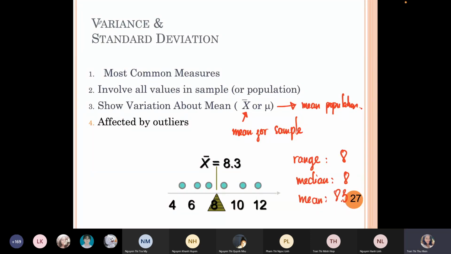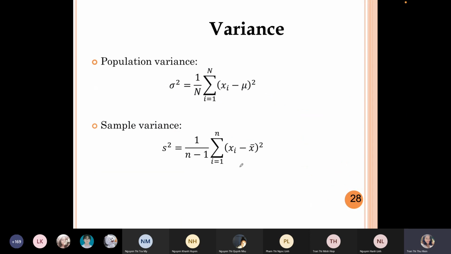Right. So the variance is measured by the difference between each observation and the mean, summing up all the differences between all observations and the mean. And here's the formula to find the variance of the population and the sample.